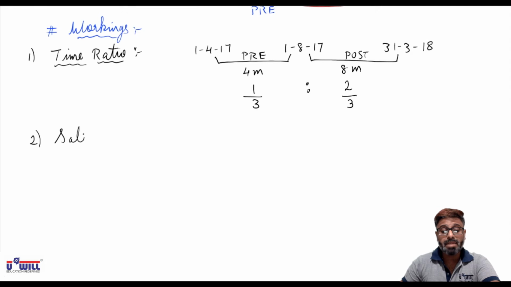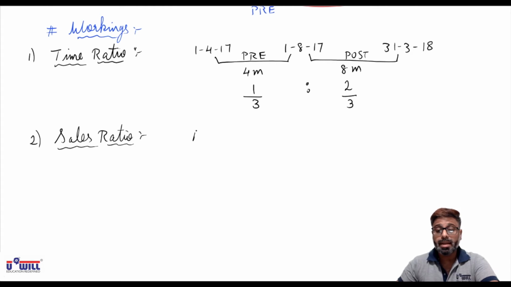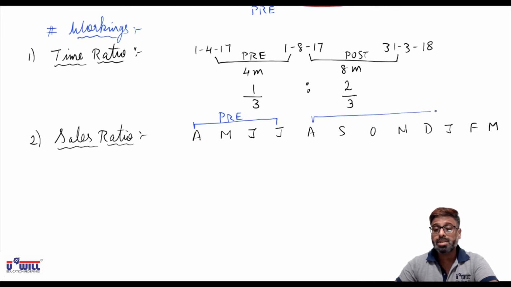Second working we will make of sales ratio. Now here you have to write all the months: April, May, June, July, August, September, October, November, December, January, February, March. Now first 4 months, April, May, June, July is pre-incorporation period, and the remaining 8 months, August to March, are post-incorporation period.